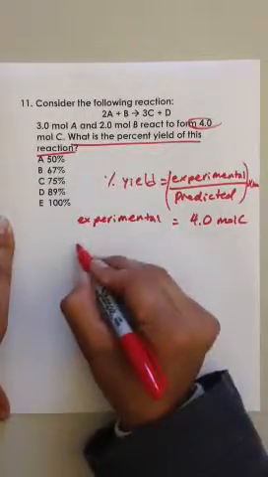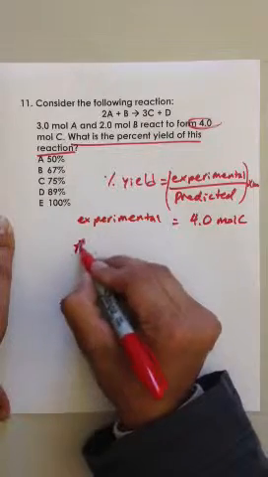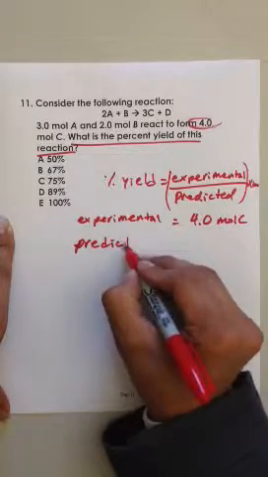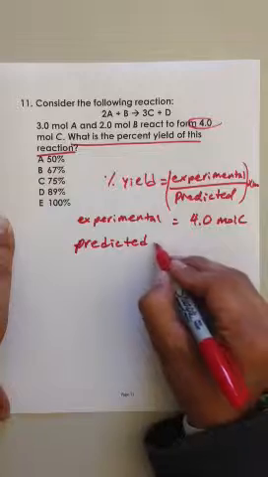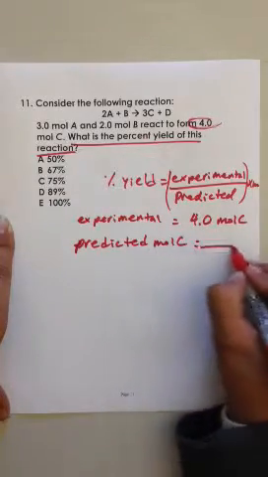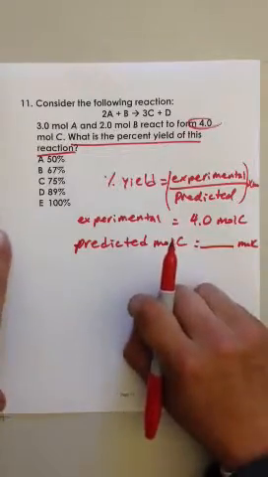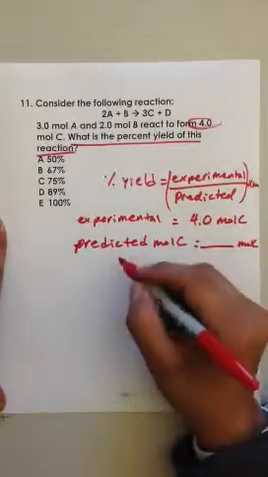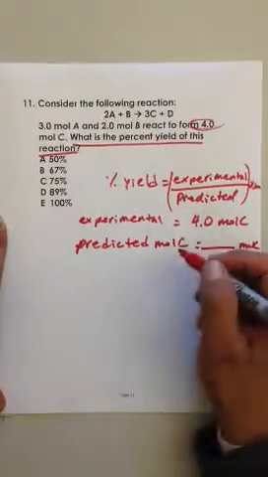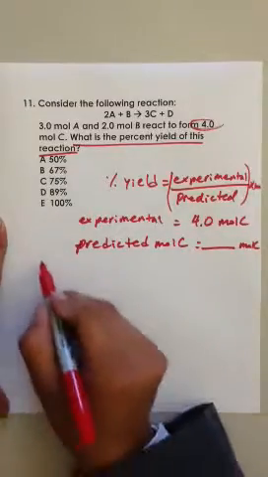So now we need to find what the predicted is. So we're going to use the equation, predicted moles of C is equal to blank moles of C. Once we have that, then we can do the percent yield. If you forgot what percent yield is, well then, next time, look it up. Make sure you don't forget.